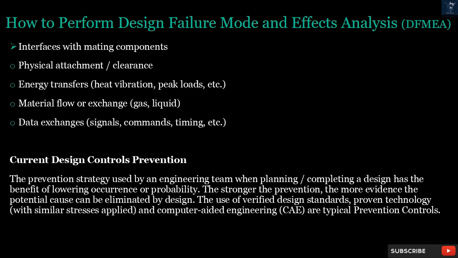Current design controls prevention. The prevention strategy used by an engineering team when planning or completing a design has the benefit of lowering occurrence or probability. The stronger the prevention, the more evidence the potential cause can be eliminated by design. The use of verified design standards, proven technology with similar stresses applied, and computer-aided engineering, CAE, are typical prevention controls.